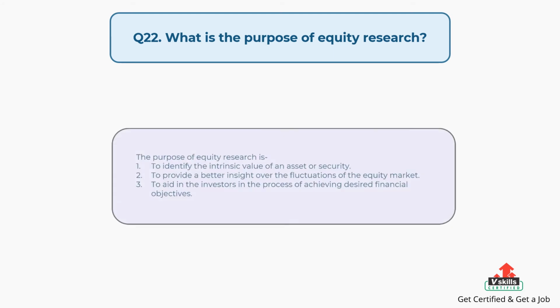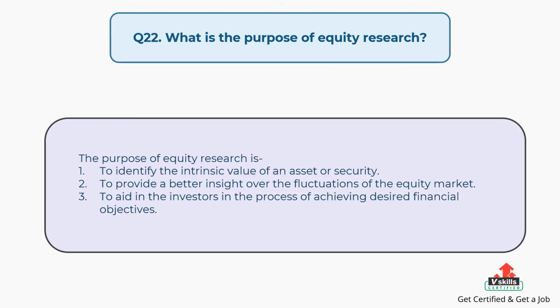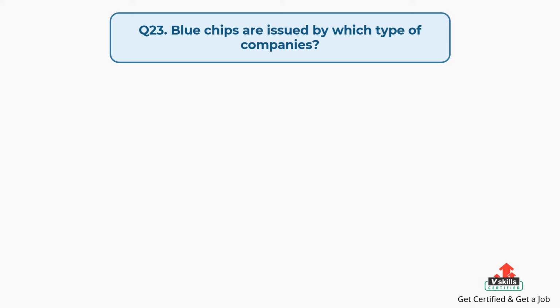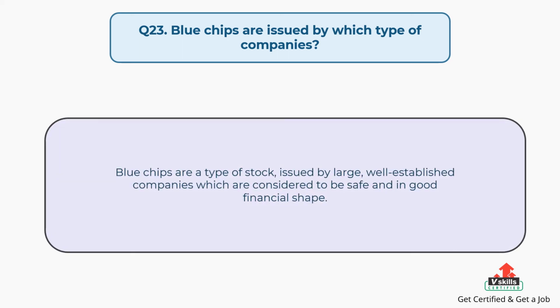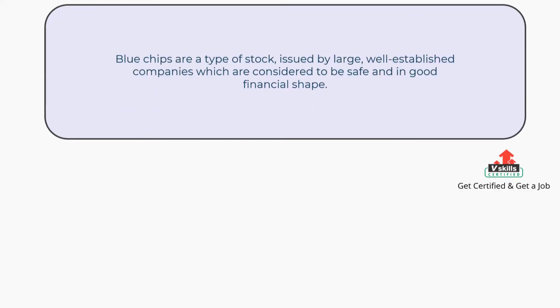The answer is, the purpose of equity research is to identify the intrinsic value of an asset or security, to provide a better insight over the fluctuations of the equity market, to aid the investors in the process of achieving desired financial objectives. Question number 23, blue chips are issued by which type of companies? The answer is, blue chips are a type of stock, issued by large, well-established companies which are considered to be safe and in good financial shape.